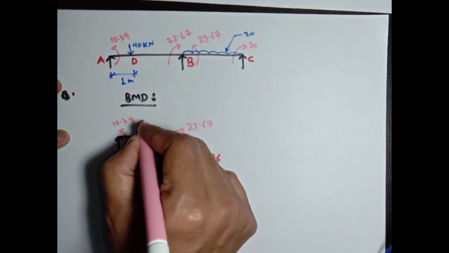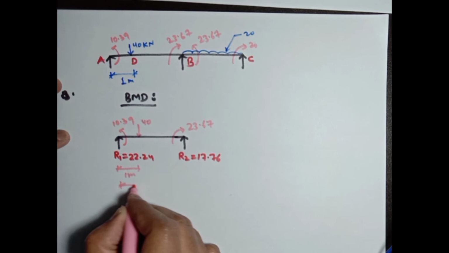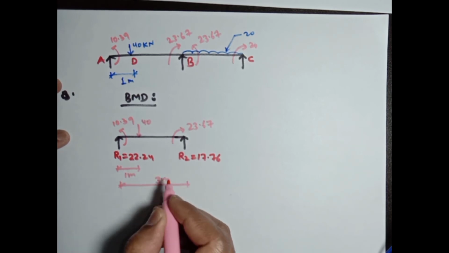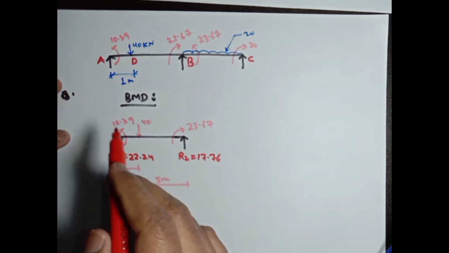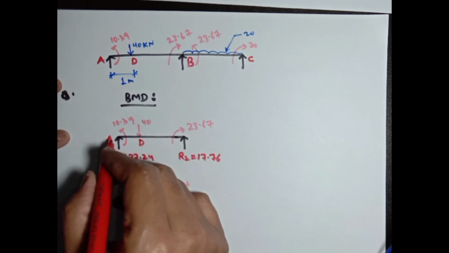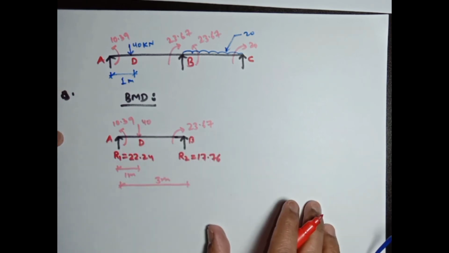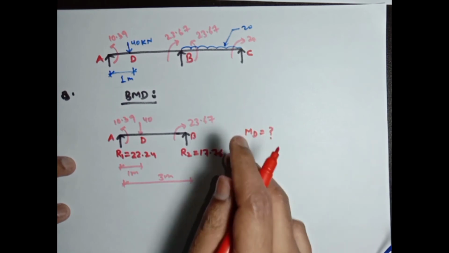There is a joint load of 40 kN acting at a length of 1 meter, and the length of this beam is 3 meter. And we are going to find moment at joint D. This is the joint D. This is support A, this is support B. Now we are going to find MD equal to what? Moment at point D.